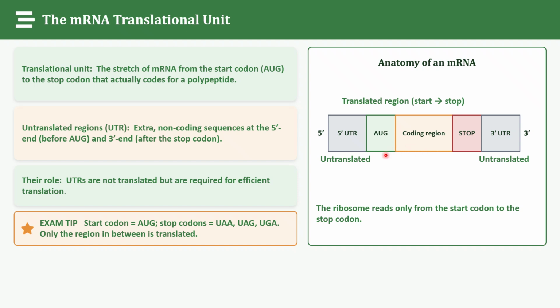So what happens? See the ribosome. It begins reading at the AUG start codon and it continues reading the mRNA codon by codon until it reaches a stop codon. So many codons are there, right? And when it reaches the stop codon, it stops. And we know already the stop codons. What are the stop codons? UAA, UAG and UGA. So the region between the start and the stop codon is the region that is translated into a polypeptide.